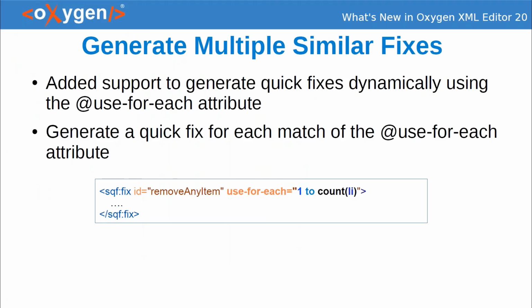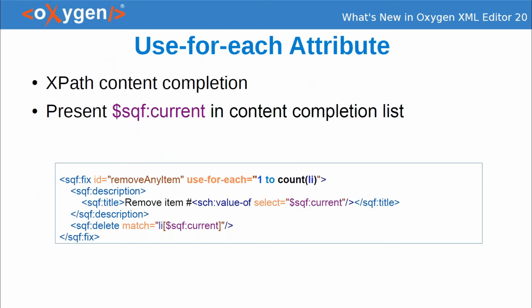We also offer content completion support, and we offer syntax highlighting support for the use-for-each attribute, so you can easily insert your XPath expression in the use-for-each attribute. We also present the SQF current, which is the current item, the current match from the use-for-each XPath expression, if you want to use it when you develop your quick fix. This SQF current is available only when the use-for-each attribute is added on a fix.